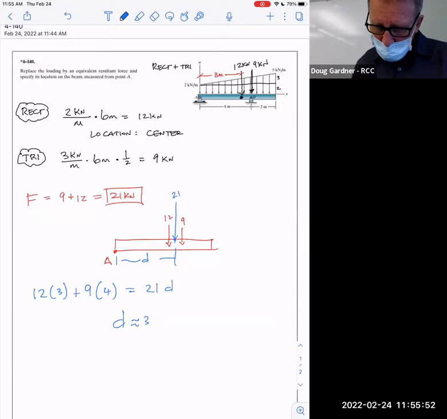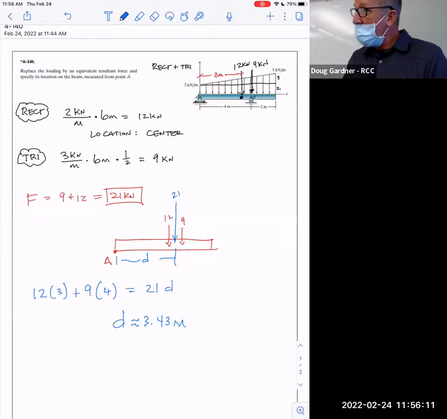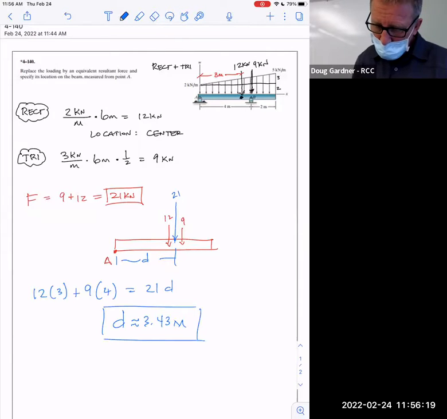I got D is, well, in a weird location. It's 3.4243 meters. So it is between the two, and it is a hair closer to 12. Do you see that? 3.5 would have put it right in the center. But 3.43 is a hair to the left, but it's in a location I never would have guessed. So now I think I'm actually done given what they asked.